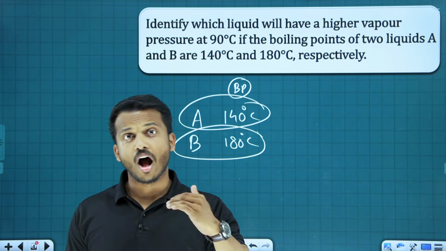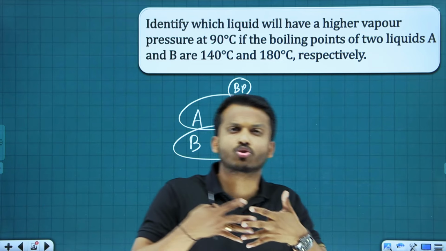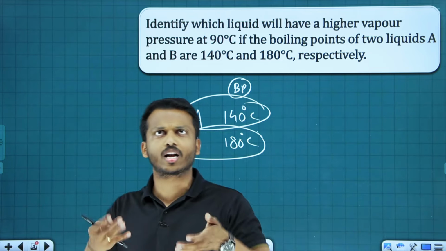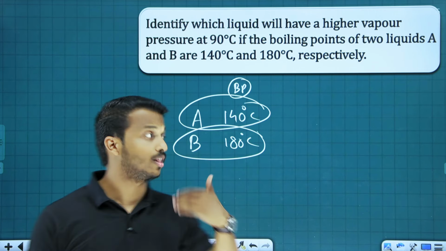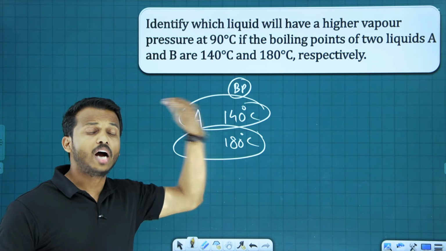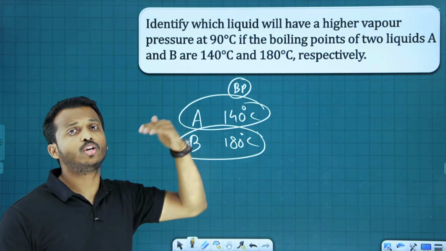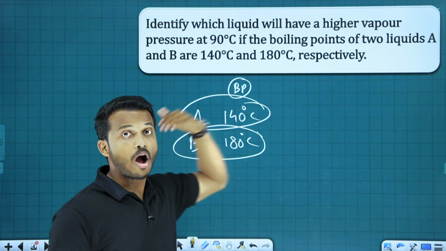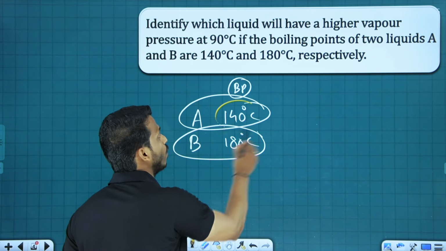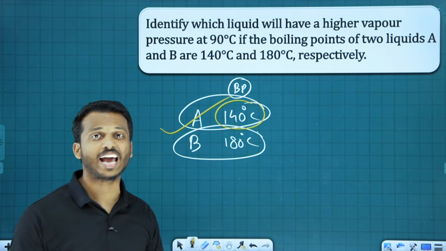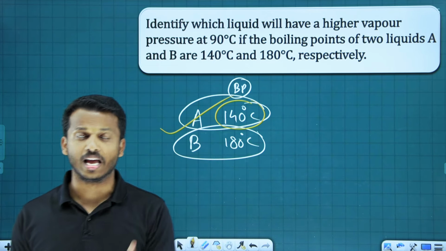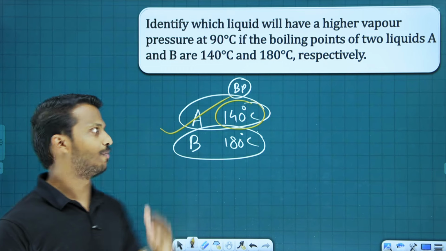What is the point? The higher the boiling point, the stronger the bonding. The stronger the bonding, the less vapor can be generated. They can't evaporate. So the one having the highest boiling point has the lowest vapor pressure. They are asking to identify the liquid with higher vapor pressure. That means the lower boiling point, that is A. A has higher vapor pressure because its boiling point is less. The lesser the boiling point, the higher the vapor pressure.